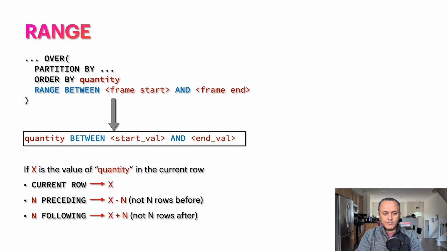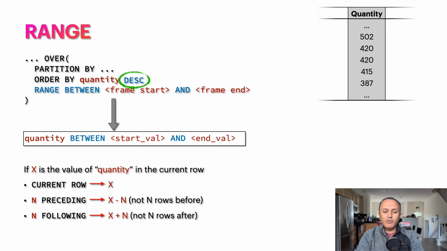One thing to note in this example: so far quantity was ordered in ascending order, from the smallest to the largest. What if I specify descending here? This means that the quantity column will look like this. So the largest value is going to be first, the smallest value is going to be last.